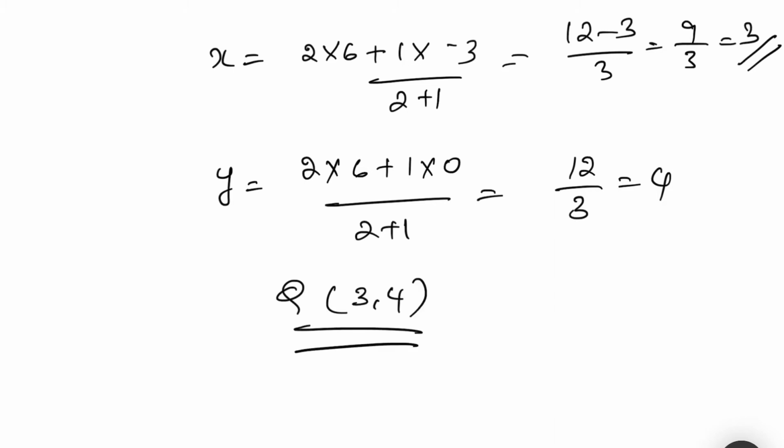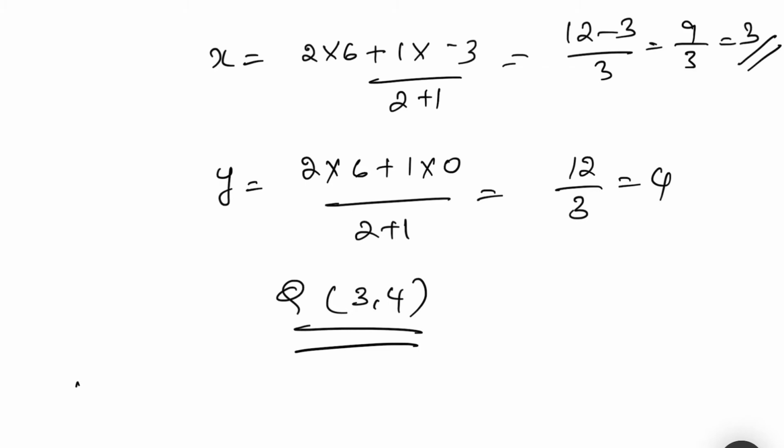Hope it's clear, children. This is how you can find the points of trisection. Now, show that the line joining the points (-5, 8) and (10, -4) is trisected by the coordinate axes. Again, you can find it the same way.